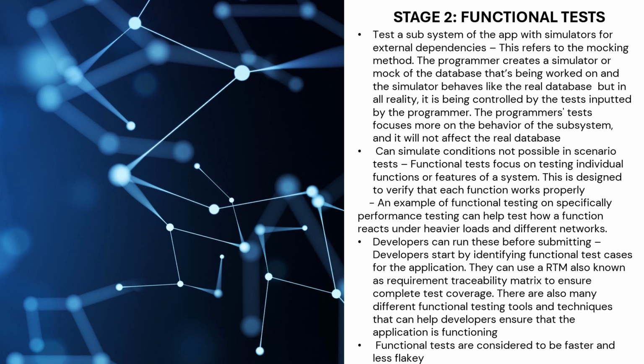Developers start by identifying functional test cases for the application. They can use an RTM, also known as a Requirement Traceability Matrix, to ensure complete test coverage. There are also many different functional testing tools and techniques that can help developers ensure that the application is functioning. Functional tests are considered to be faster and less flaky.